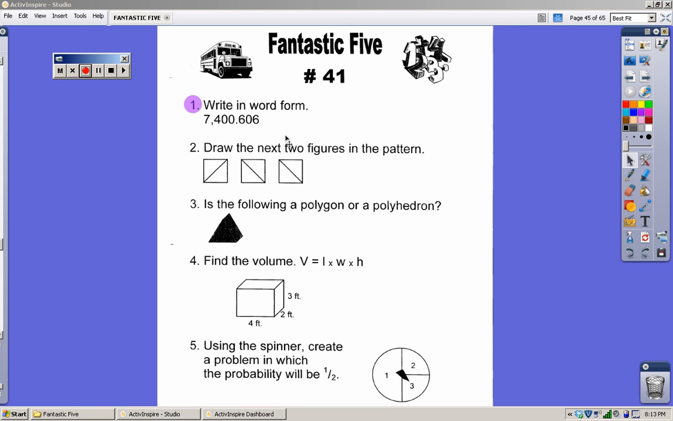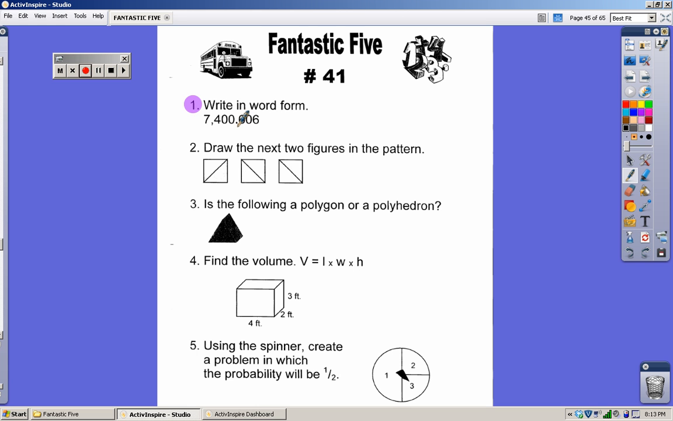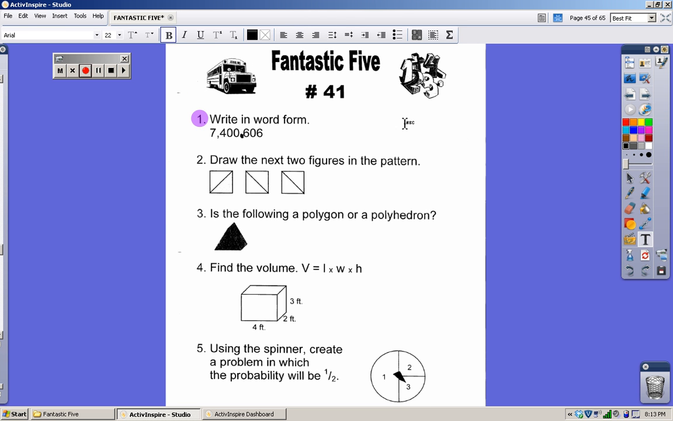For your fifth Fantastic Five, we're going to look at the problems that you really need to focus on for the test. The first problem is write in word form this number right here. Two things I want you to really focus on are the decimal, which is always read as "and", and the commas, which separate your groups of three numbers, and they always tell you your word to say. At that point, you say your word, whatever it is, billions, millions, thousands. I mean, it can go way up past billions, but that's your word choice.